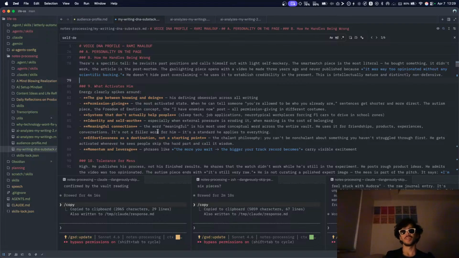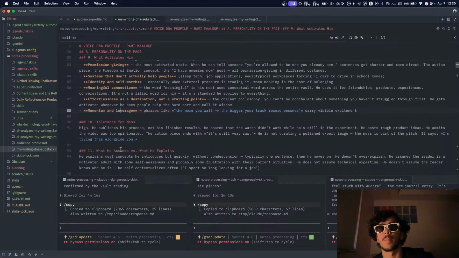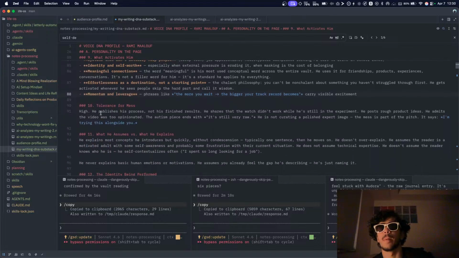Identity and self-worth, especially when external pressure is eroding it, when masking is the cost of belonging. That's something I care about, yeah. Meaningful connection, the word meaningful is the most used conceptual word across the entire vault. Effortlessness as a destination, not a starting point. Yes. Momentum and leverage. Okay. High tolerance for mess.